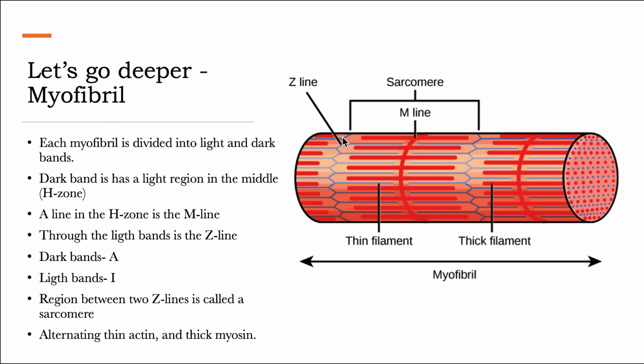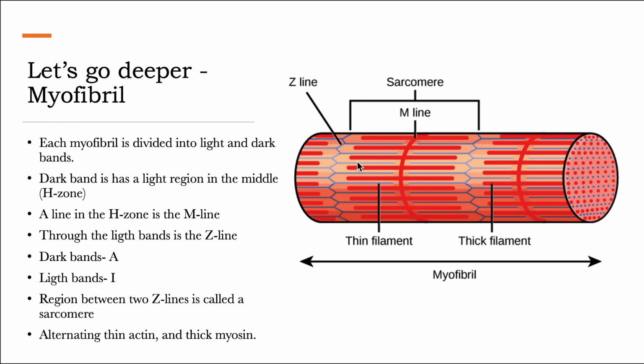And then these lines that you're seeing, the thin lines and the thick lines, are alternating thin actin and thick myosin filaments. I repeat, the thin lines are for actin, and the thick lines are the myosin filaments.